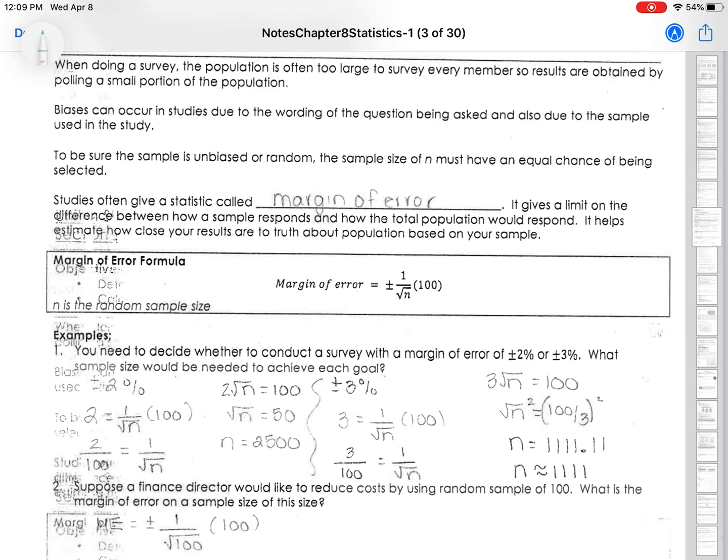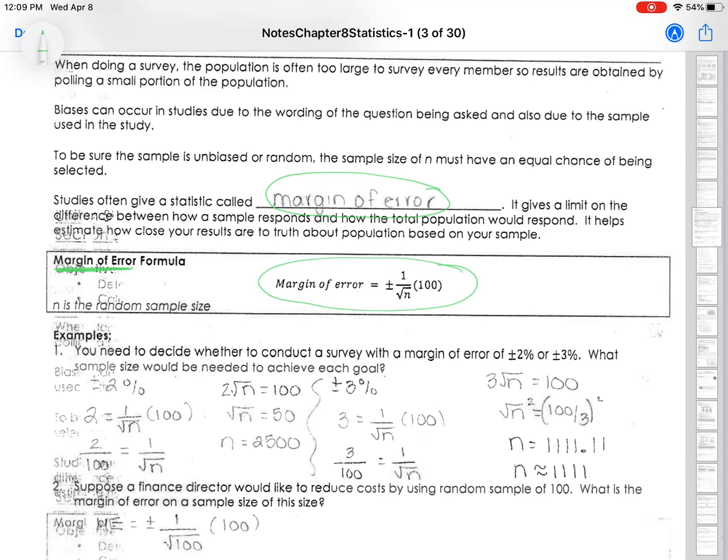To be sure the sample is unbiased or random, the sample size of n, however many you're picking, must have an equal chance of being picked. So studies often give a statistic that's called the margin of error. It gives a limit on the difference between how a sample responds and how the total population would respond. It helps estimate how close your results are to the truth about the population, based on the sample itself.